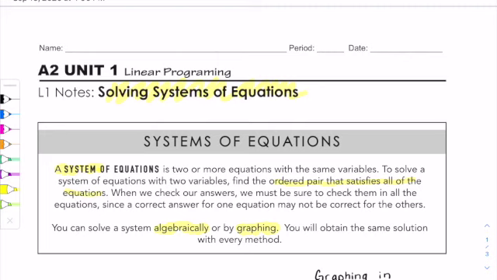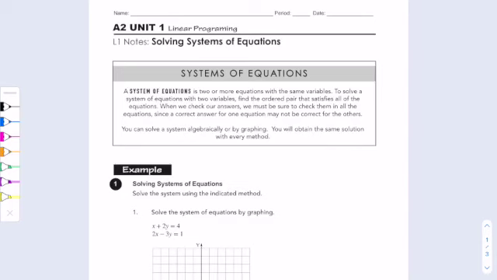Today we're just doing graphing. Again, we'll do the next two methods tomorrow. Today we're going to focus on solving systems of equations using the graphing method.